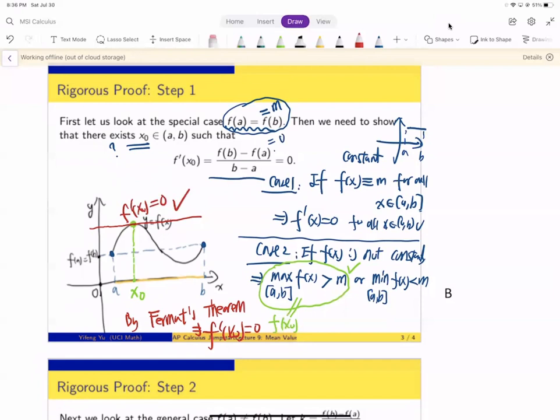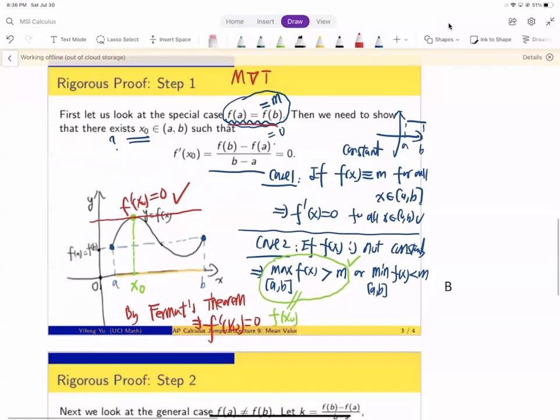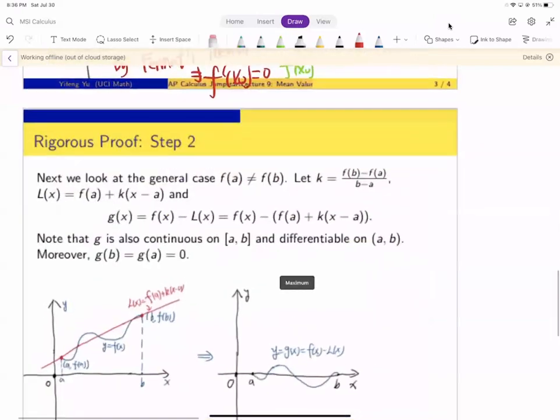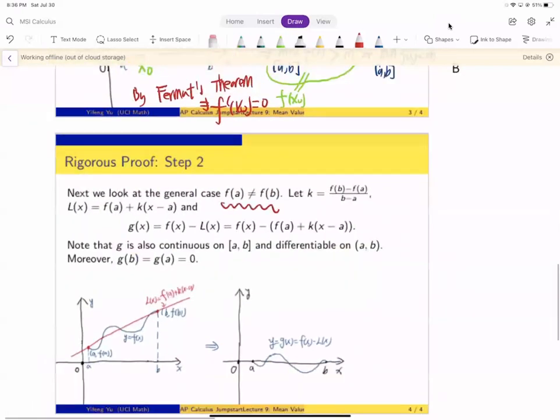All right, so the point is here, we have rigorously established the mean value theorem for the special case if f(a) and f(b) are the same. Now, let's look at a more general case. If they are not the same, right? So this is the general case. Now, if they are not the same, what do we do? All right, so what we do is we just look at the line.